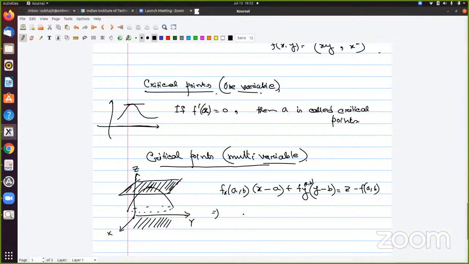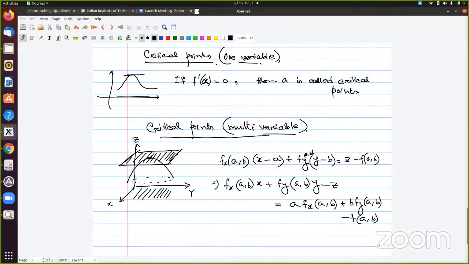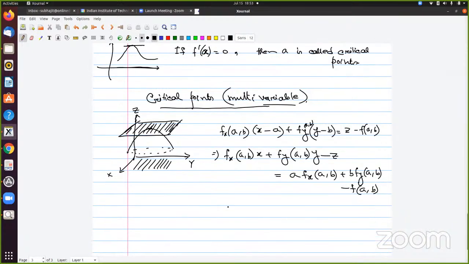So if we break it down, the coefficient of x was this, coefficient of y was like this, and minus z equals to a f x(a,b), b f y(a,b), minus f(a,b), correct? This is what we got. Now, if this has to be parallel to xy plane, these two coefficients should be 0.